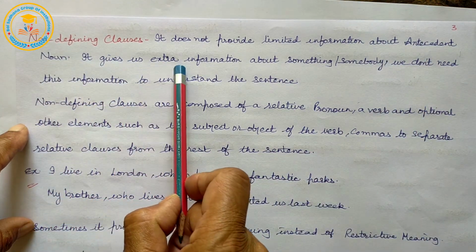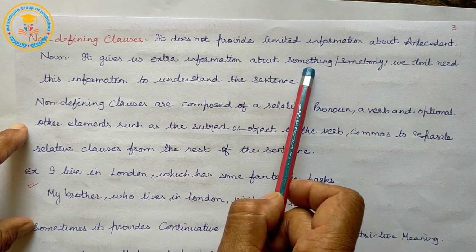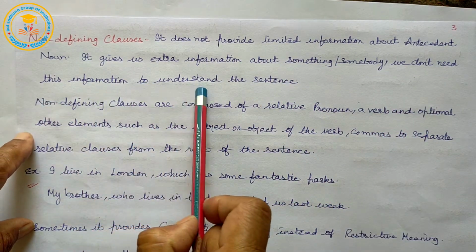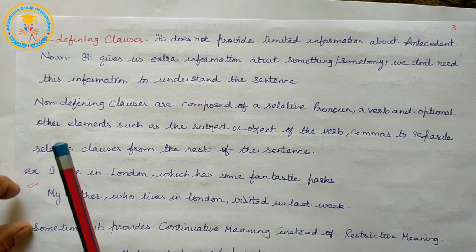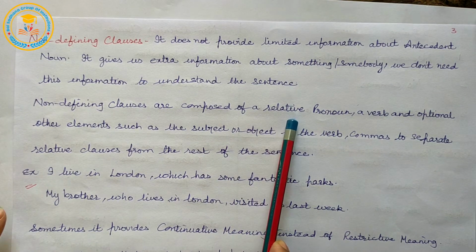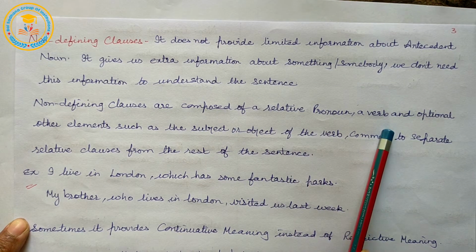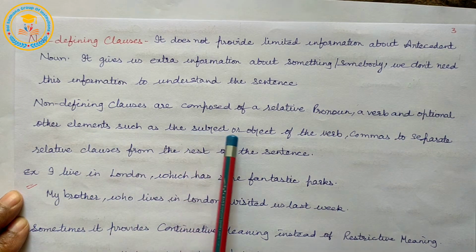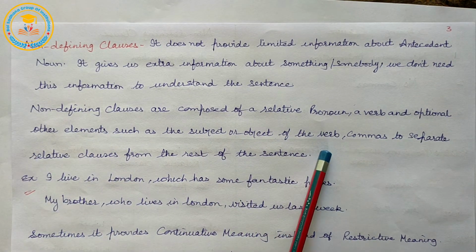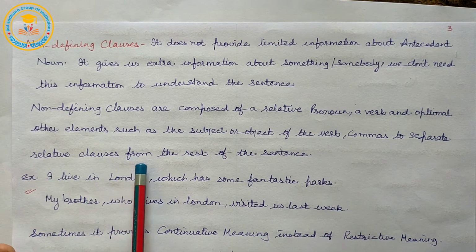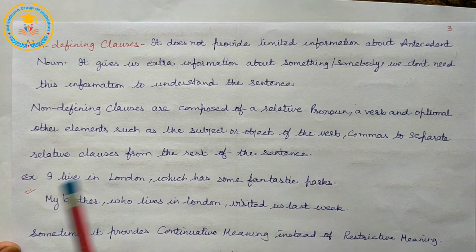It gives us extra information about something or somebody, that we don't need this information to understand the sentence. Non-defining clauses are composed of a relative pronoun, a verb and optional other elements such as the subject or object of the verb, and commas to separate relative clauses from the rest of the sentence.